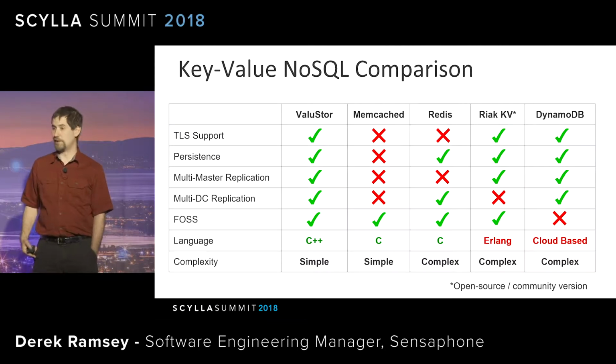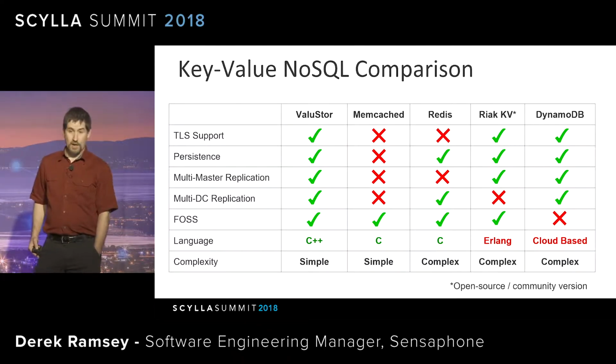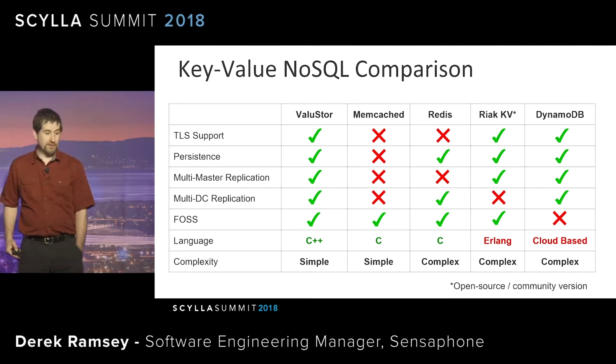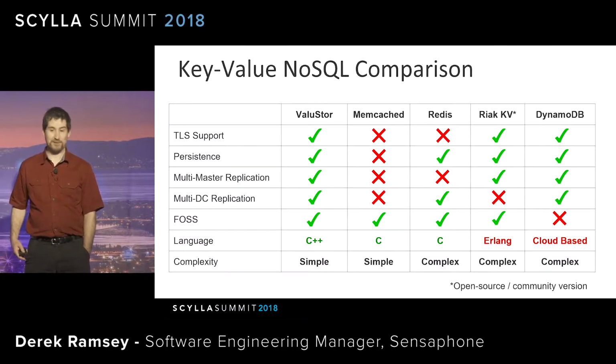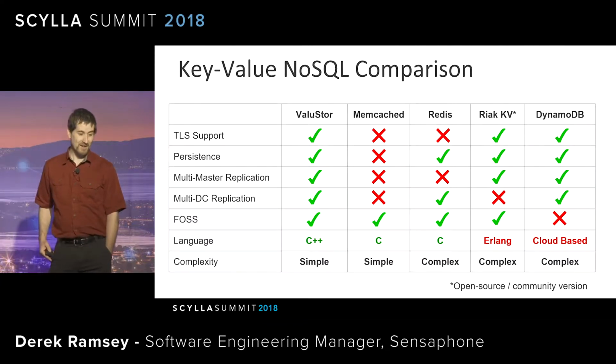On the left column here are the things that Sensaphone was concerned about when it decided to get rid of Memcached. We wanted all of the things on the left-hand side. And Memcached, of course, had pretty much none of them. And in evaluating some of the alternatives, none of them really met our need. In the keynote, DynamoDB was already discussed, and you know that DynamoDB just doesn't compete as far as performance goes, but it's also not open source, it costs more, and it's cloud-based. So you get vendor lock-in.